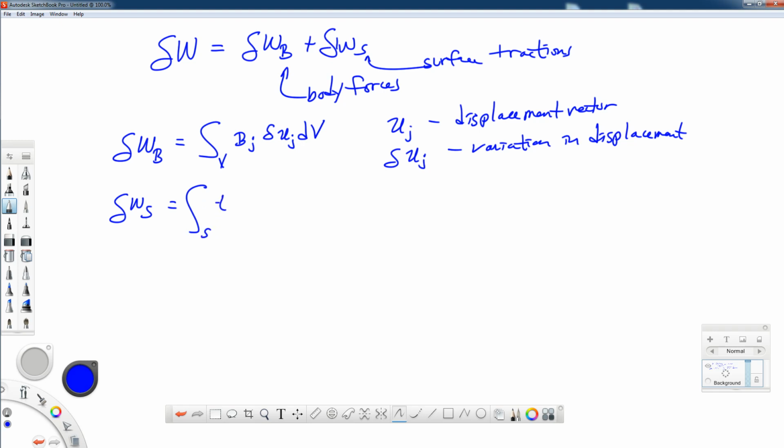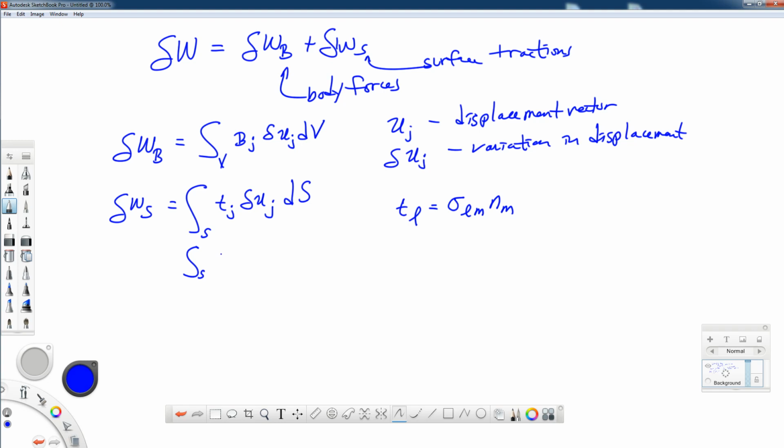We know that we can express this in terms of tractions, again times a small variation in displacement. So T sub j, the traction vector components, times delta Uj with an applied summation, integrated over the surface. We know we can replace this traction vector with the stress, because in general T sub L is equal to sigma Lm n sub m. It's our traction vector and stress relationship.